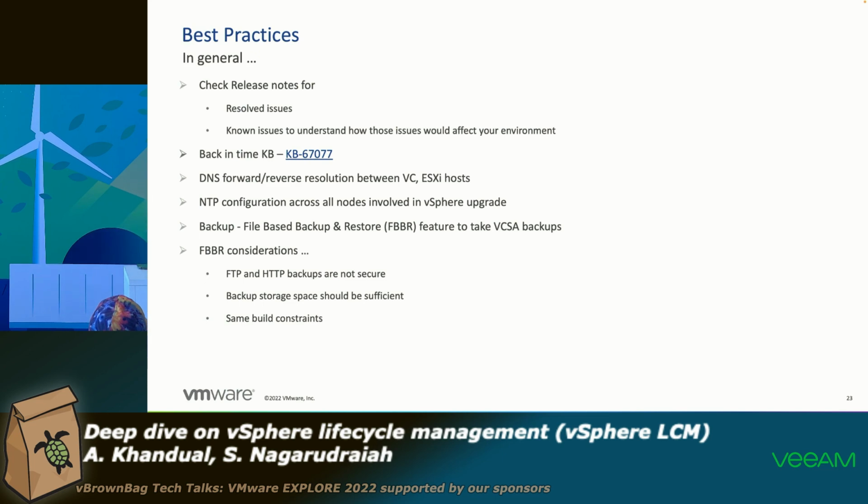And DNS and NTP are very common. We should always make sure every node in your environment is DNS configured and NTP configured. On backup and restore, one important thing: if you are taking a backup of, let's say, vSphere 7 Update 1, you can always restore using the vSphere 7 Update 1 build only. You cannot use a vSphere 7 Update 2 build to restore a backup taken at Update 1.